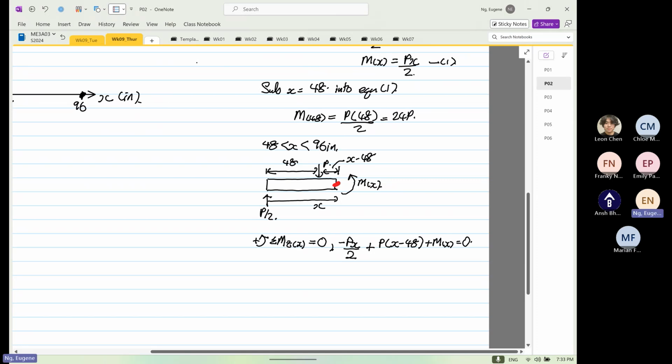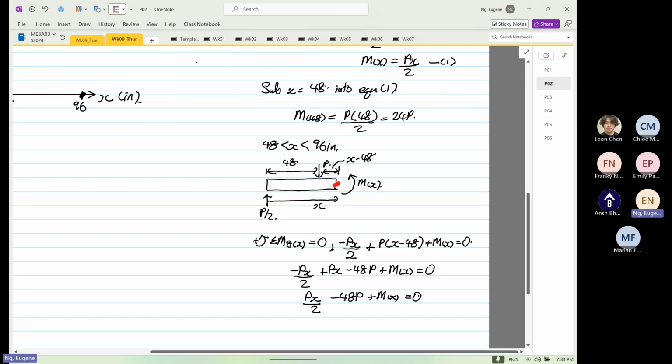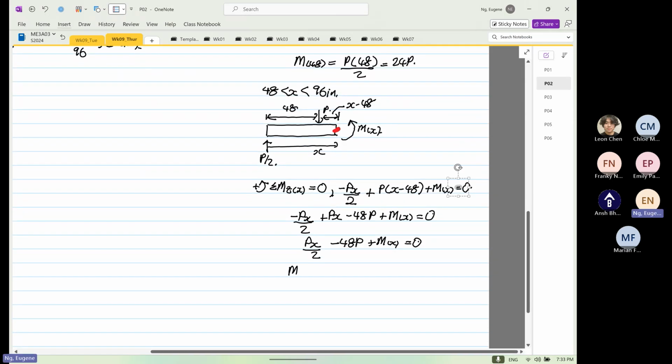So when you get this, you will expand the term: minus Px over 2 plus Px minus 48P plus M as a function of x, the whole thing will be 0. So this will be equal to positive Px over 2 minus 48P plus M as a function of x is equal to 0. So M as a function of x is equal to minus Px over 2 plus 48P.